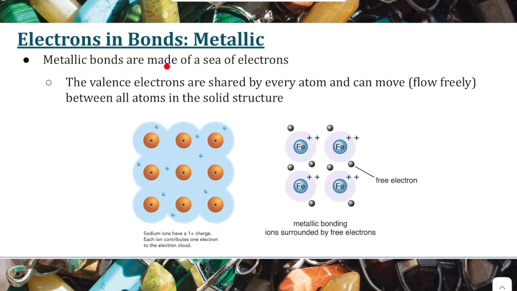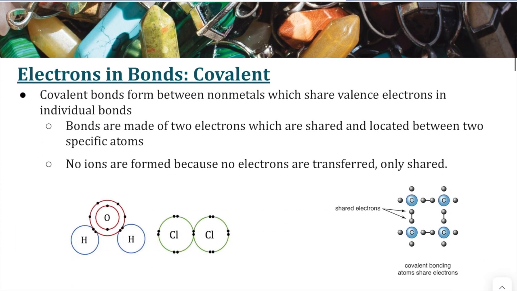In metallic bonds, we have that sea of electrons where, again, all of our valence electrons are being shared by those other surrounding metals. And so valence electrons are shared. That means that that sea of electrons, those electrons can move freely. And then electrons in our bonds for covalent. Those covalent bonds are forming between nonmetals, which share valence electrons, which means that no ions are formed because we have no electrons being transferred. They are only being shared like that.